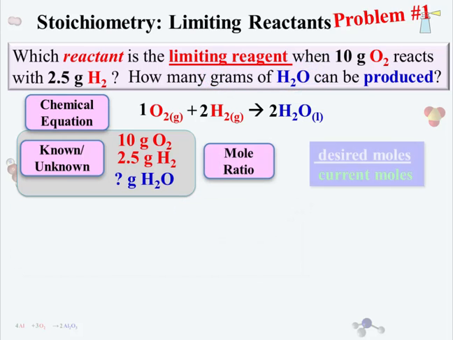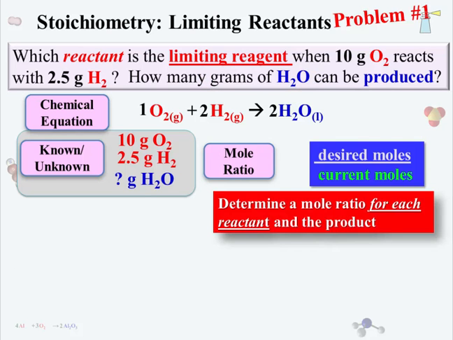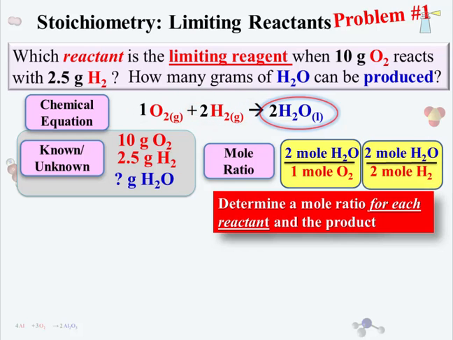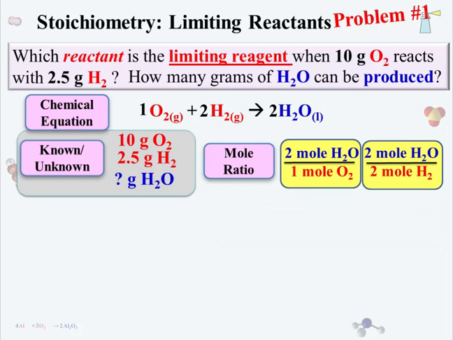Step 3 is to get the mole ratio from the balanced chemical equation. The modification to this step says that each given substance will need its own mole ratio. Both reactants will use the product water as the desired substance in their mole ratio. So the numerator of both mole ratios will be 2 moles of water. For the reactant oxygen, the denominator of the mole ratio will be 1 mole of oxygen. The first mole ratio is done. The other reactant is hydrogen. Its 2 moles will be in the denominator of its mole ratio.